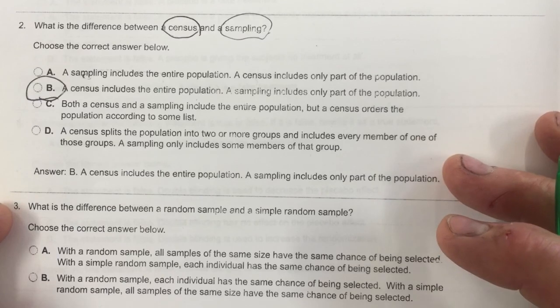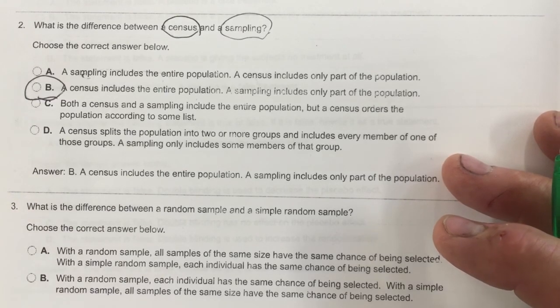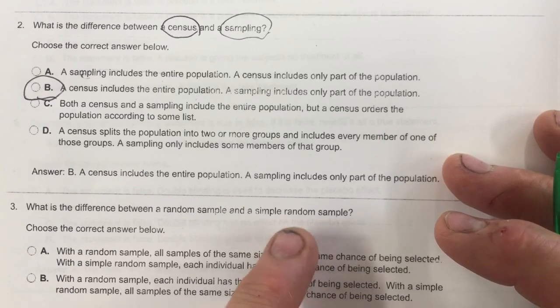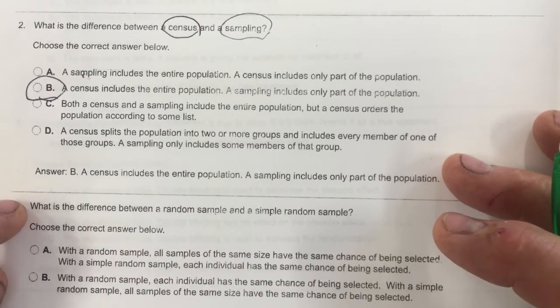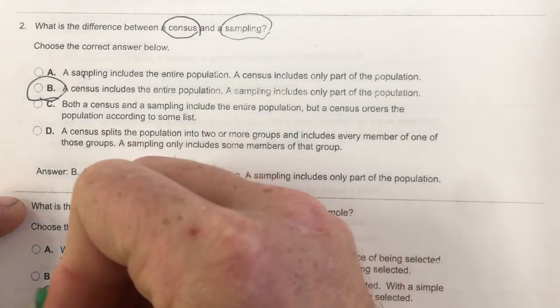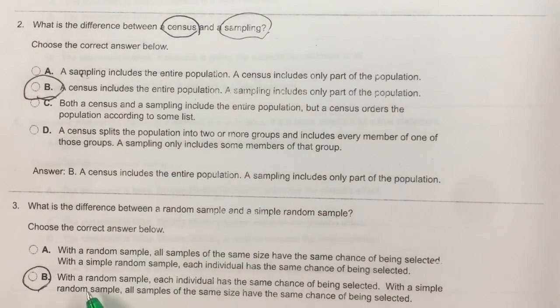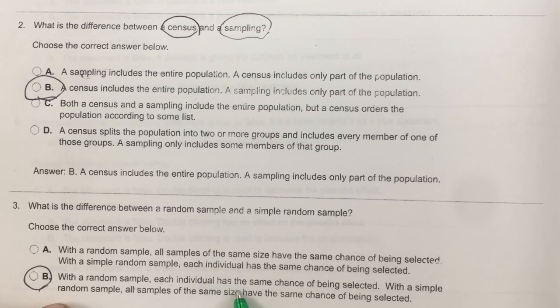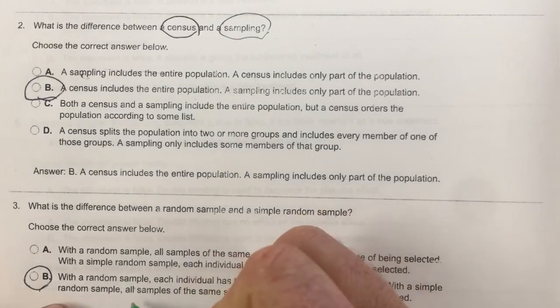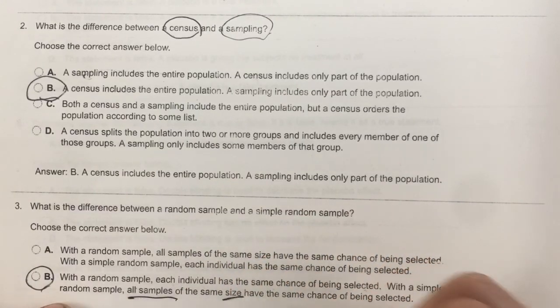Number 3. What's the difference between a random sample and a simple random sample? Now we talked about a simple random sample. We didn't talk about a random sample. But I think the answer here is B. With a random sample, each individual has the same chance of being selected. With a simple random sample, all samples of the same size have the same chance of being selected.